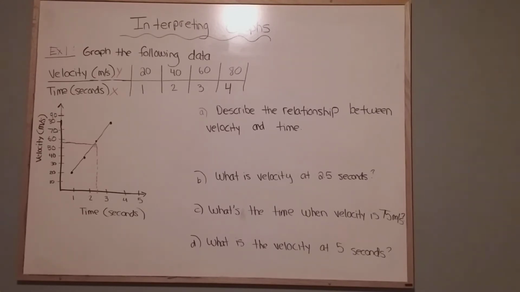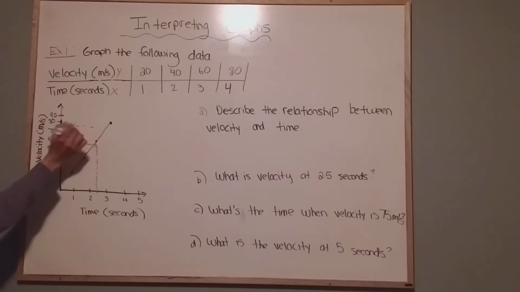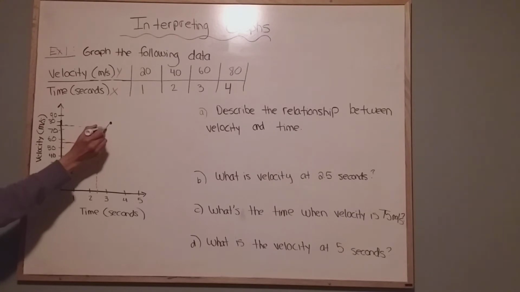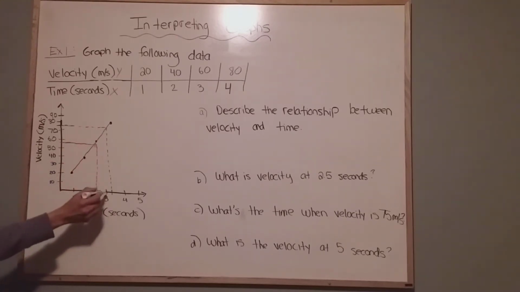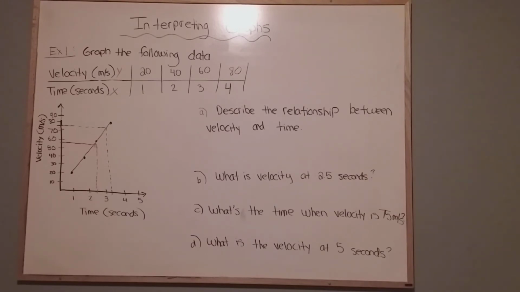Then C says, what's the time when velocity is 75 meters per second? This time they give us our y. So I go to y. 75 is here. So I'm going to keep going. Sorry, my lines are not the best. That's why I'm sending you some notes. And then from here, I'd go down until I hit the line. So it's going to be 3 point something, 3.2 or 3.3 seconds. And that's fine.